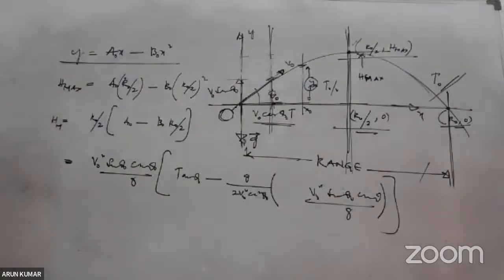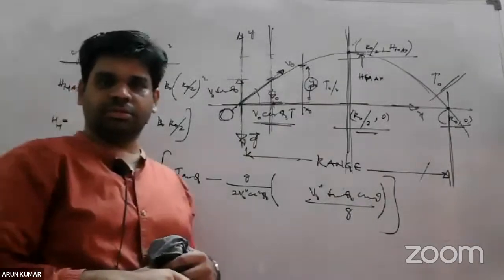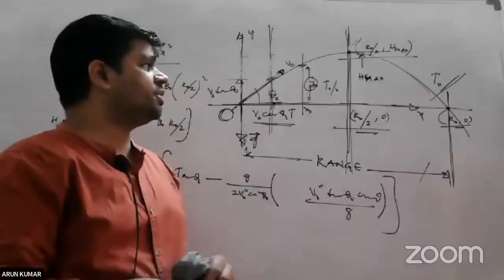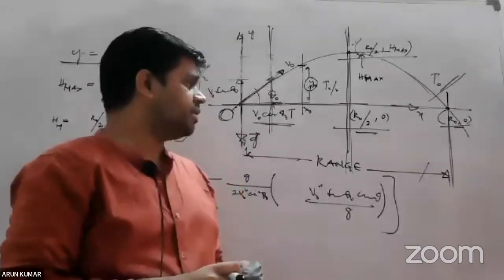Excuse me, sir. Why did T0 come, sir? T0 is the time. Sir, tan theta.